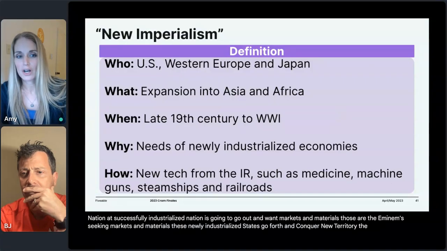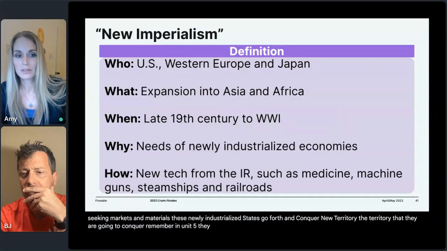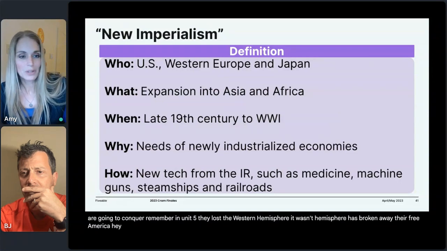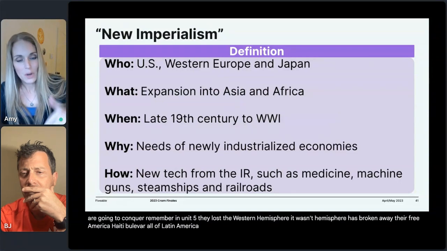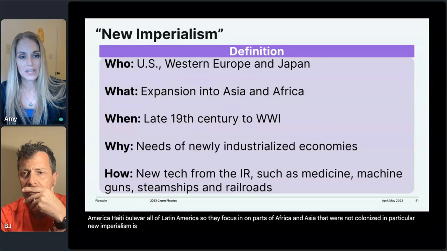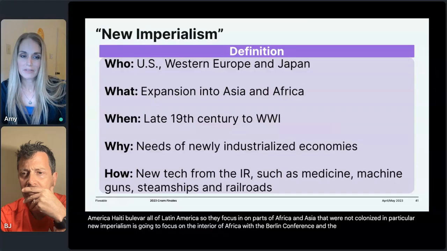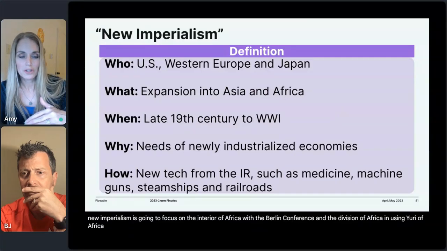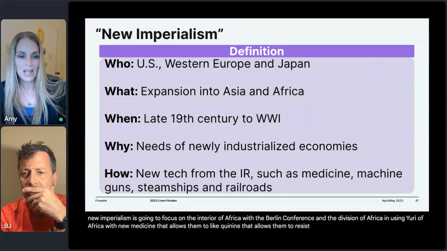The territory that they're going to conquer, remember in Unit 5, they lost the Western Hemisphere. The Western Hemisphere is broken away. They are free. America, Haiti, Bolivar, all of Latin America. So they focus in on parts of Africa and Asia that were not colonized. In particular, new imperialism is going to focus on the interior of Africa with the Berlin Conference and the division of Africa, using steamships to go into the interior of Africa with new medicine, like quinine, that allows them to resist malaria, and then also into parts of Asia that they hadn't conquered.